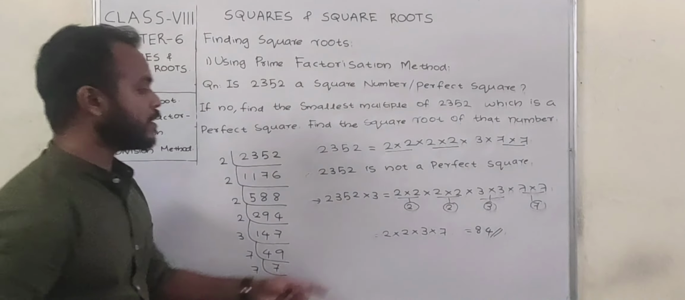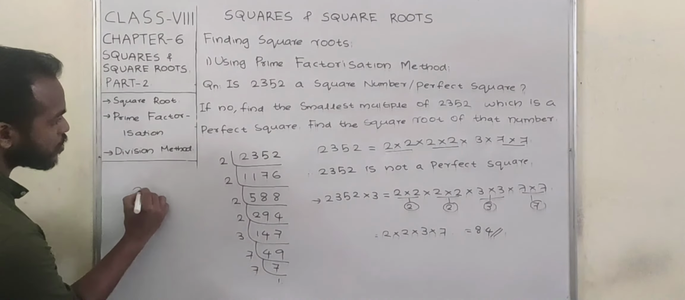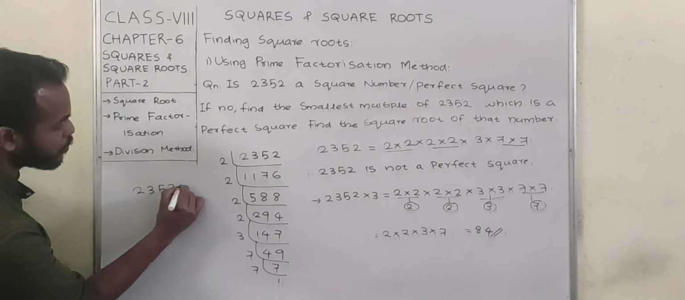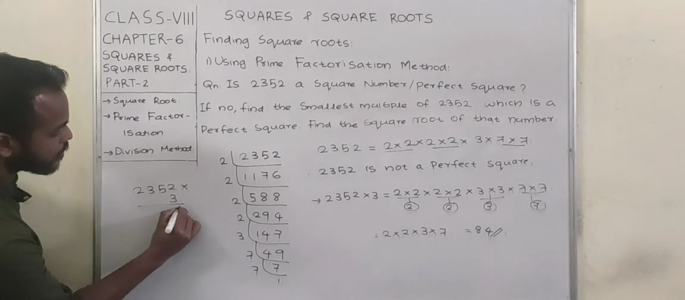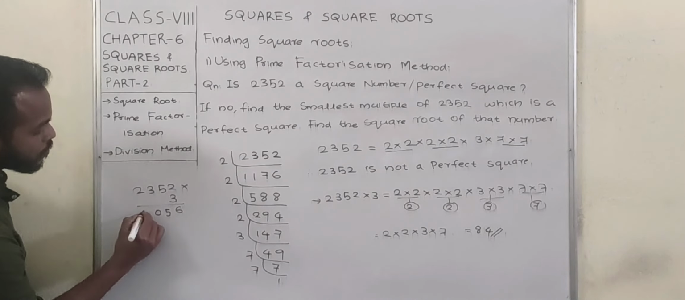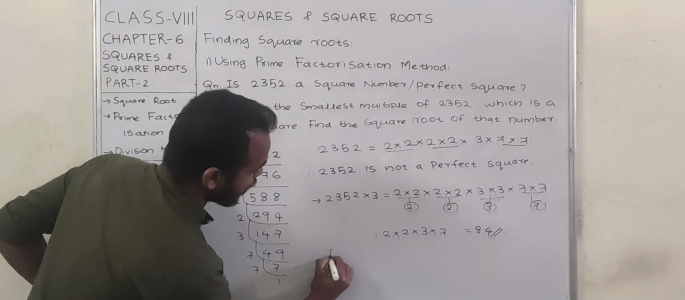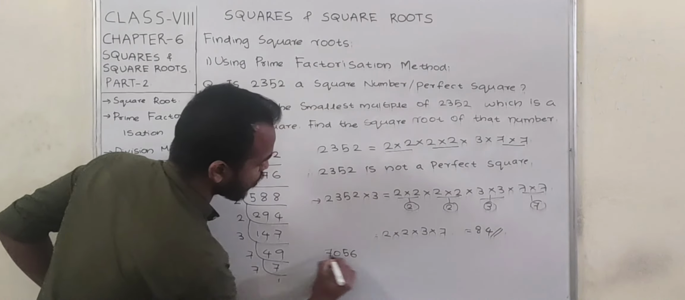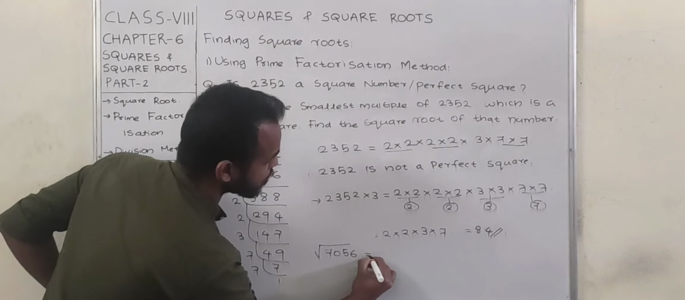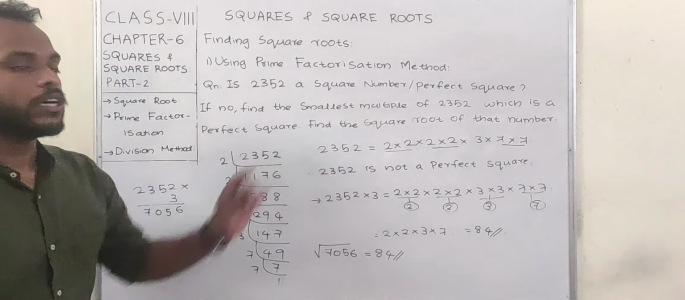So we can find what this number is. This number is 2352 times 3, that is 7056. Also root of 7056 is 84. So this is the way to do this problem.